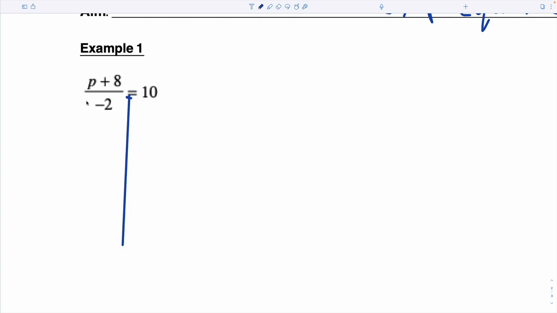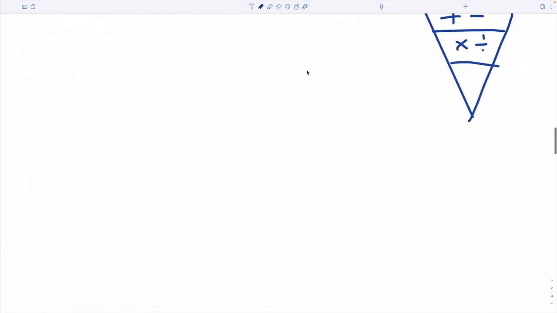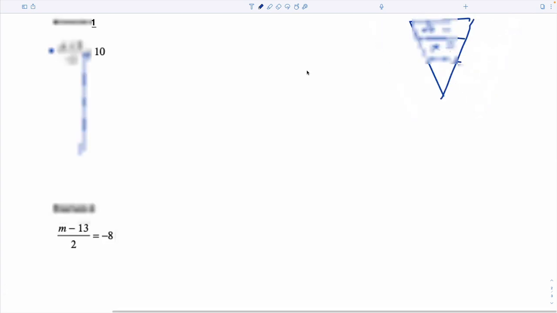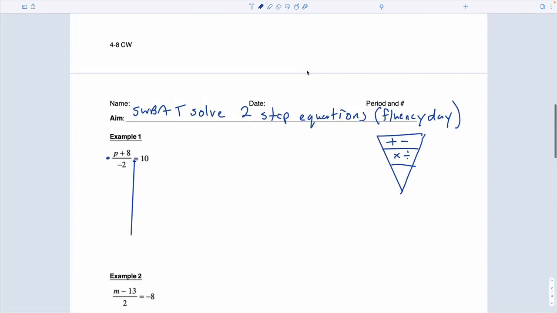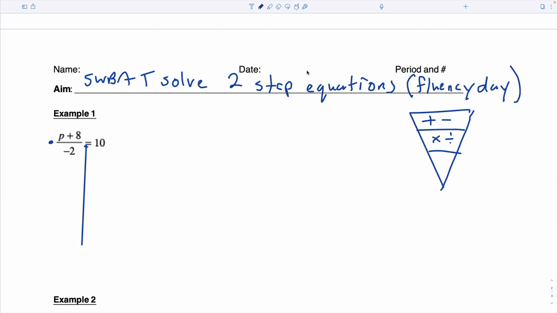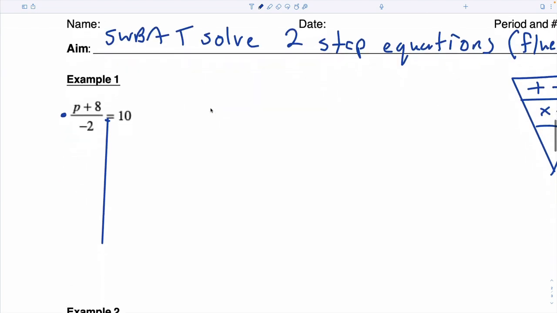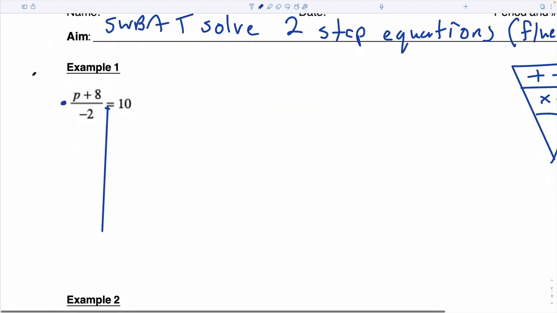I need the division bar to go away. I can't just in the middle of this thing put a -8 because it's kind of being blocked. So if you have a division bar that goes across the whole thing, that is the only time that we kind of tweak the rules of Pyramid of GEMDAS and we start with multiplication. I'm going to multiply both sides by -2. When I do that, let's see if it unlocks it.